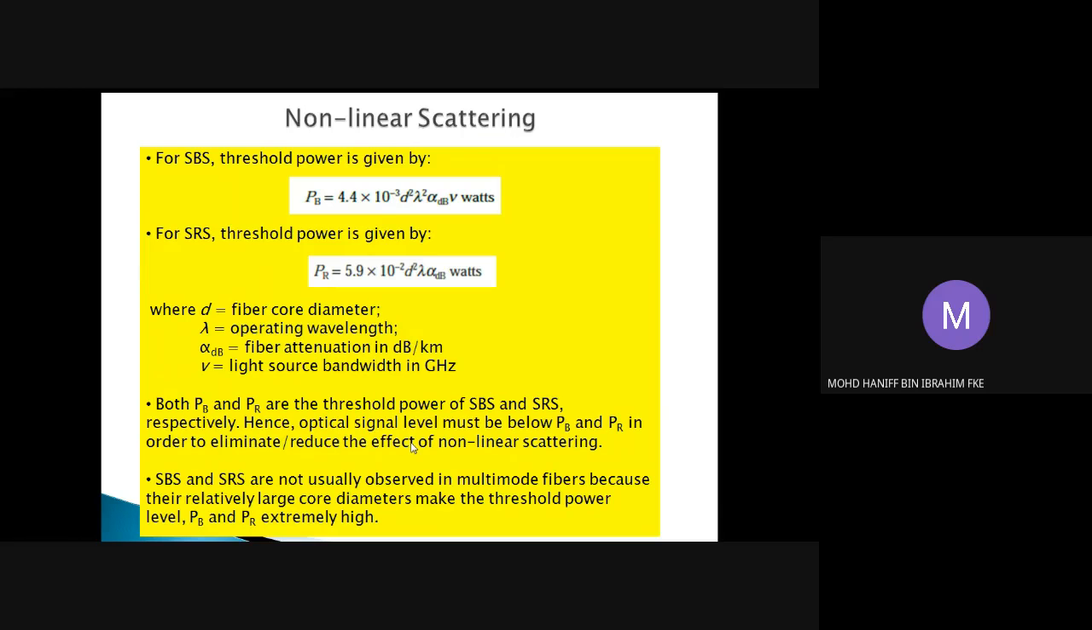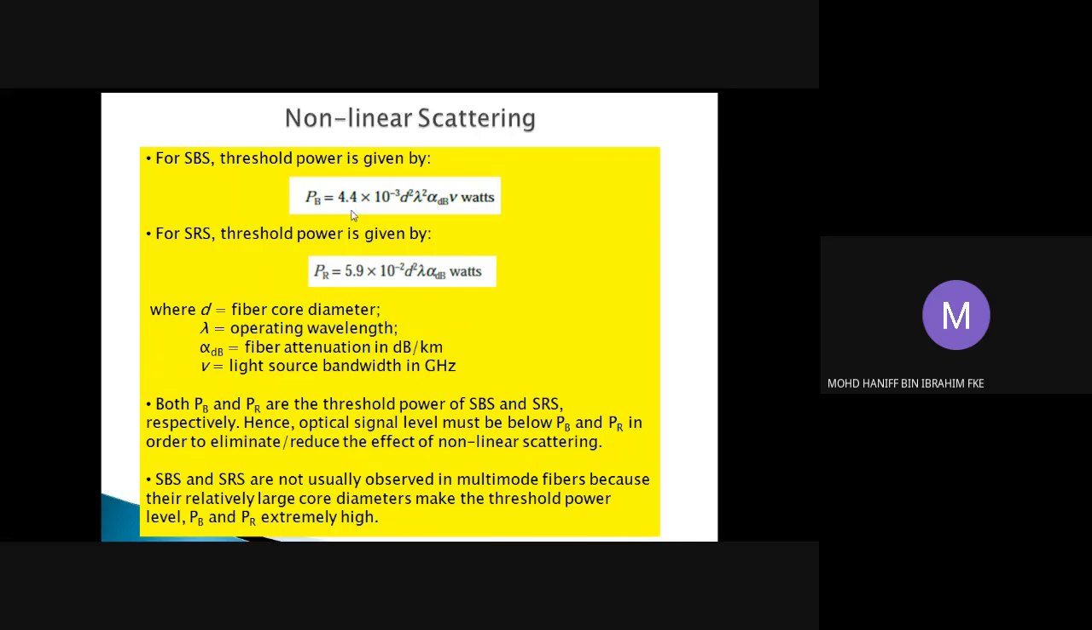What is a threshold power basically? Threshold power is the value of optical power level that shall be avoided in the optical power transmission so that we can eliminate the effect of SBS and SRS. In other words, in optical communication, this optical signal level, the input signal or the pump signal from the laser, must have a power level below this threshold power.